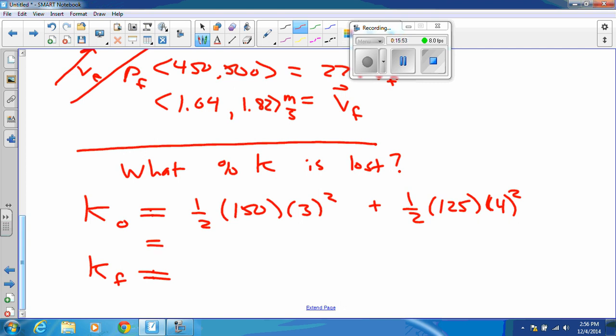When you add all that together, what do you get? Go. Why didn't you divide by 2? Kinetic energy is 1/2 mv squared. Peter, what do you have? He's getting it. Yes, there you go. 1,675 joules, I just said it.